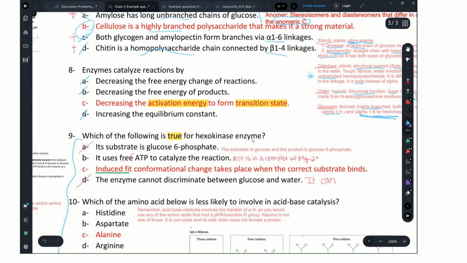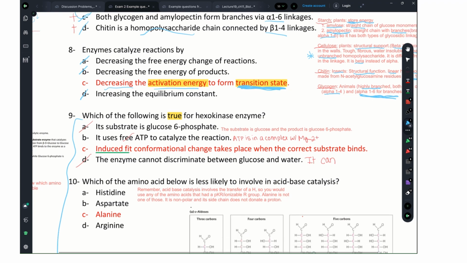Enzymes catalyze reactions by decreasing the activation energy to form the transition state. This is just a fact that you have to know. So I can't really explain it too much. I already uploaded a video on this topic as well, and I go into it in a lot of detail, but that's the one way that enzymes function. They decrease the activation energy to form the transition state.